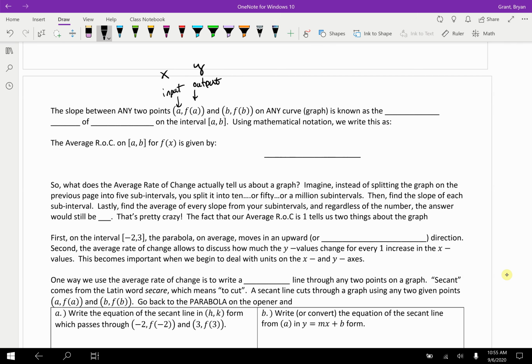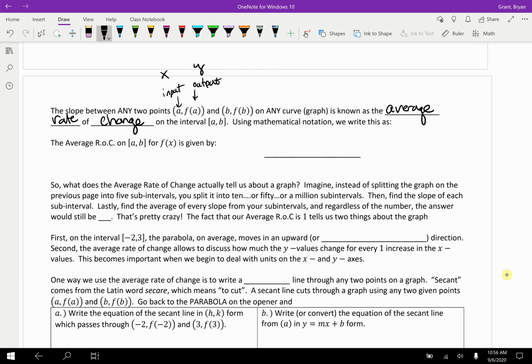So we have a point a comma f of a and a second point b comma f of b on any curve. And it's more common to call graphs curves these days in our mathematical process. So don't get thrown off if I say, look at the curve f of x. So for any curve, what we just found is known as the average rate of change on an interval a to b. So using mathematical notation, we would say the average rate of change, capital R, lowercase o, capital C, is a very common abbreviation for rate of change. You can totally write that on the AP exam. Everyone will know what you're talking about.